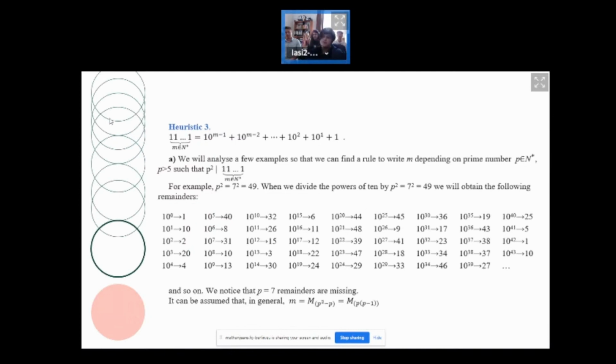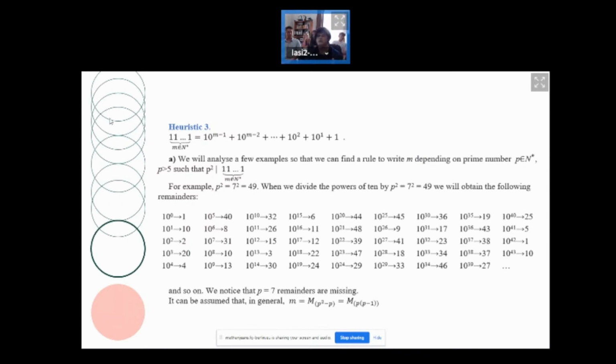a prime number p to the power of 2 is a remarkable number for any p greater than 5. And as our example, we took p equals 7, and thus 7 to the power of 2 is 49. And we applied the same rule as before.